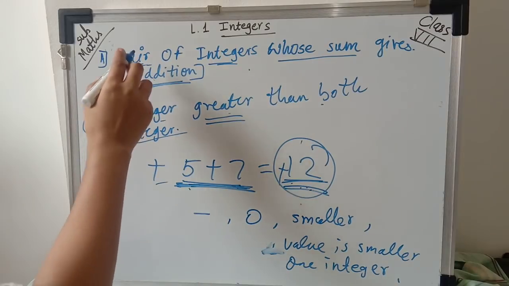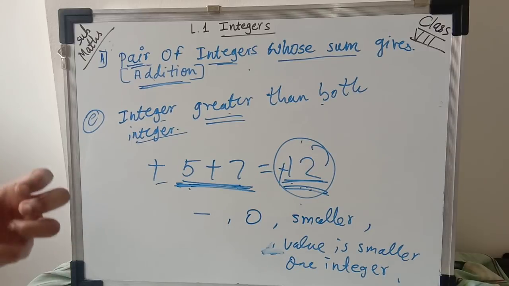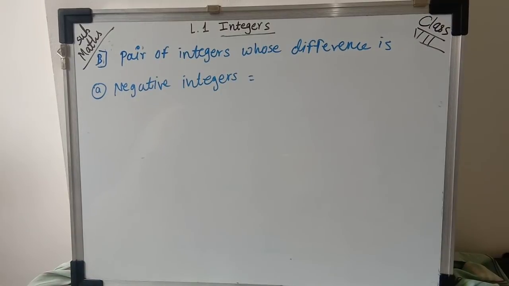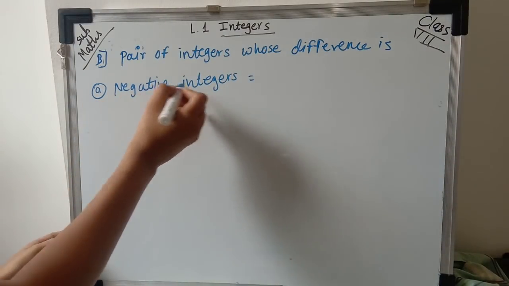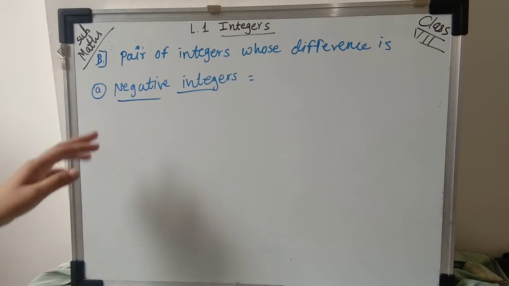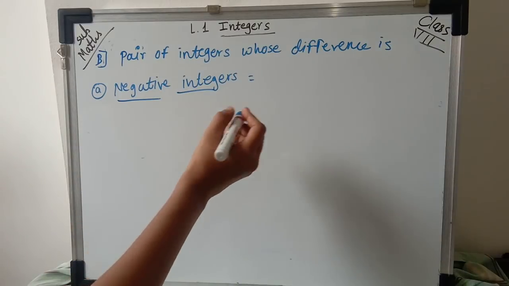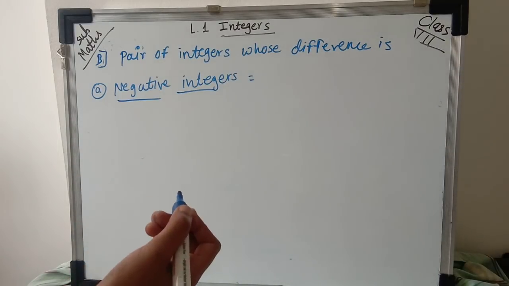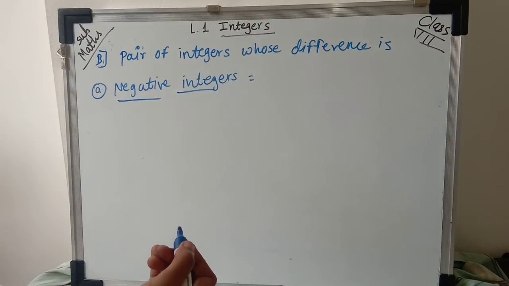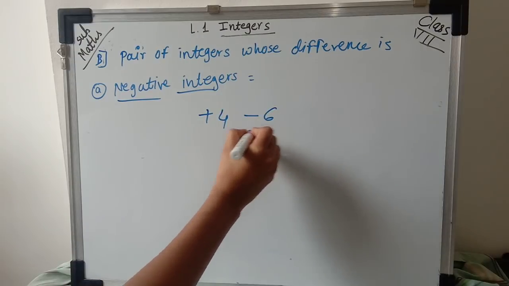Now we are going to see the pairs for the subtraction. Now let's see the pair of integers whose difference is negative. Here also, the same things you have to remember as when finding the pair of integers whose sum is negative. Suppose you are subtracting two different integers, positive and negative. In that case, we will take +4 and -6.